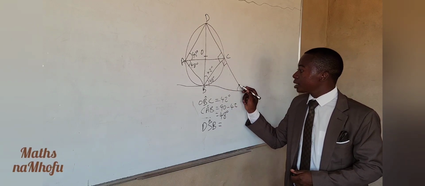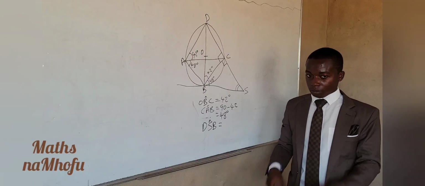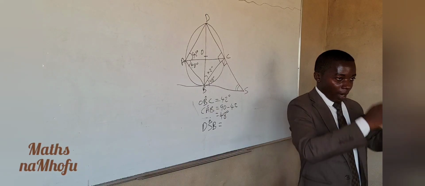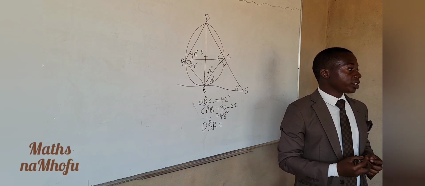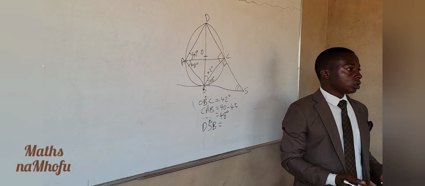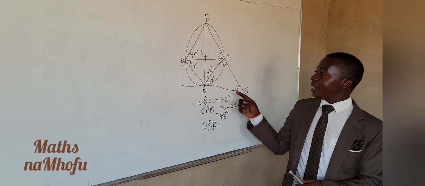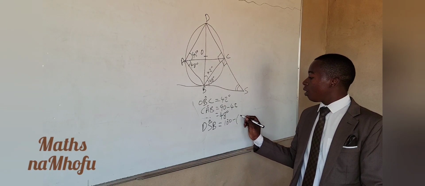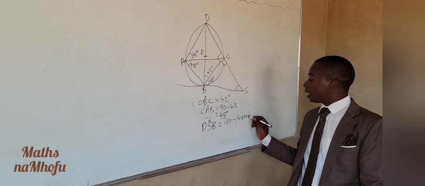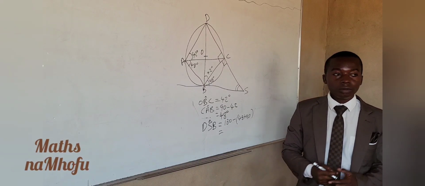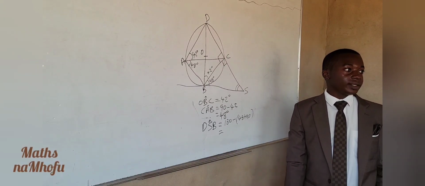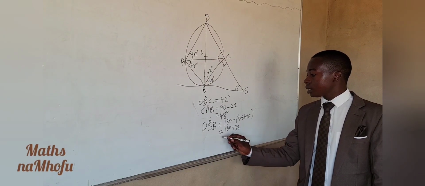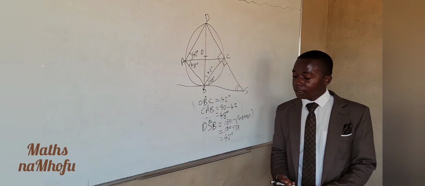What we asked to find is DSB. We want to find this angle. So you just say 48 plus 90. Remember, angles in a triangle add up to 180 degrees. Good. So you are going to say 180 minus 48 plus 90. What do we get? 90 plus 48, that's 138, right? Yes. 180 minus 138, what do you get? Yes. So the answer is 42 degrees.